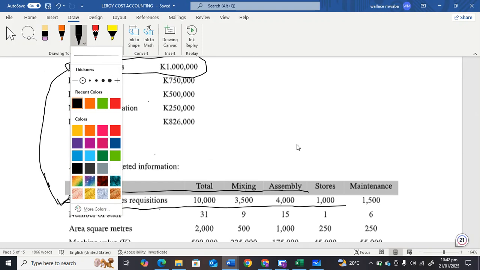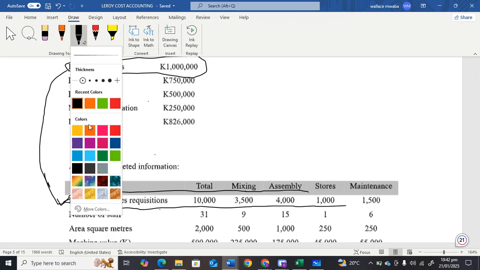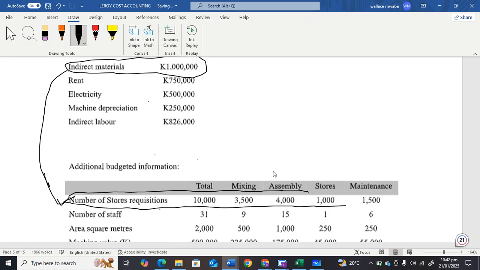So here, there's nothing for memorizing. It's not that next time I see this one, it's this one. No, it's just a matter of using logic and saying this one is the most suitable one to use. For indirect materials, we use number of store requisitions because store requisitions are for when you're requesting materials. So now this is how we're going to apportion.